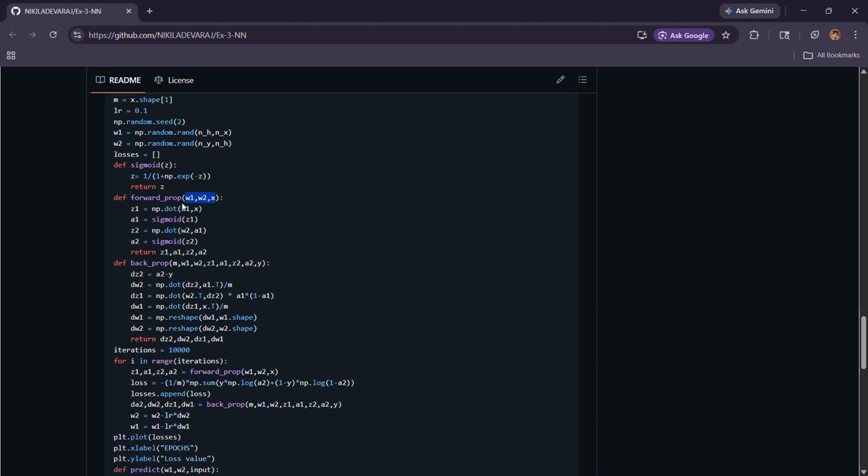The neural network uses the sigmoid activation function, which converts values into a range between 0 and 1. The sigmoid function helps the neural network learn nonlinear patterns like XOR.